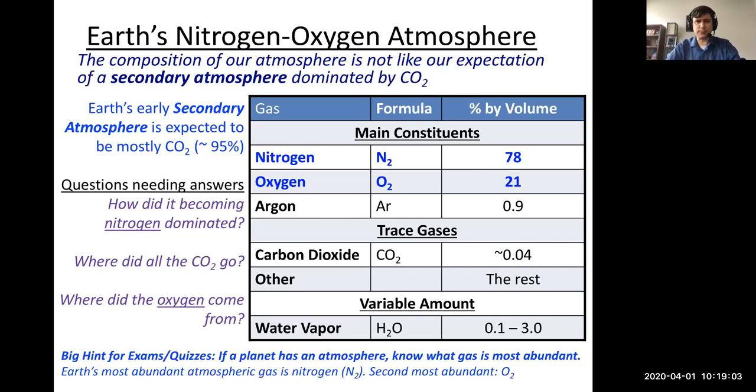So we have 1% of other things in our atmosphere, and 0.9 of that 1% is a noble gas that doesn't chemically interact with anything: argon. So 0.9% of the air that you breathed in, the air in this room, the air in your room, the air outside, is argon gas, and that's just an atom.